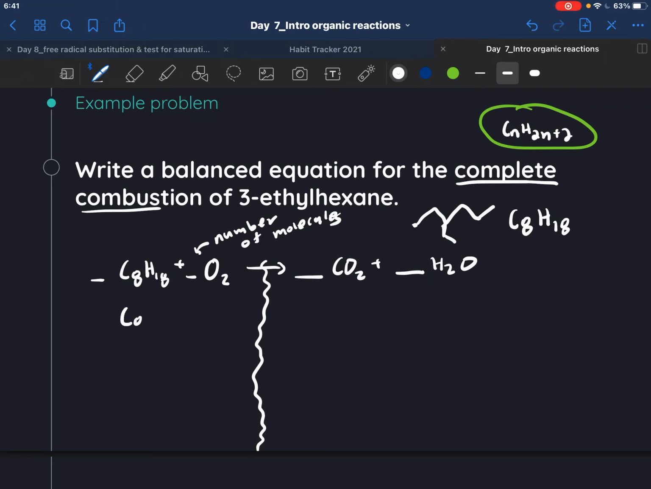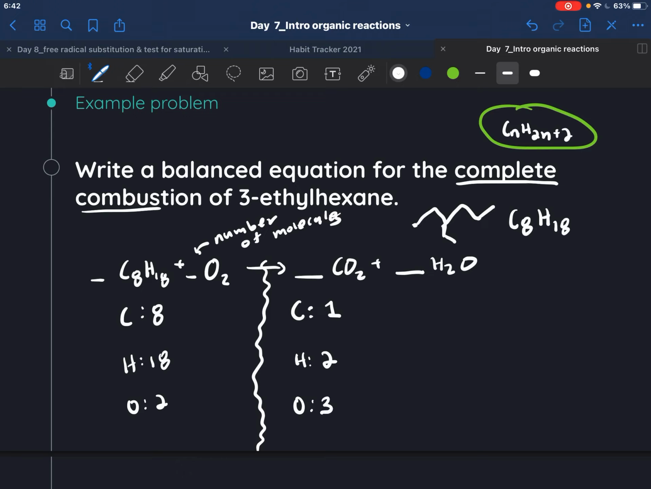I'm going to start by counting the atoms that I have right now. Right now I have one molecule of C8H18, so that means I have 8 carbon atoms. I have 18 hydrogen atoms. I have 2 oxygen atoms. Do the same on the other side. I'm going to list these in the same order. I have 1 carbon atom in my products. I have 2 hydrogen atoms and 3 oxygen atoms.